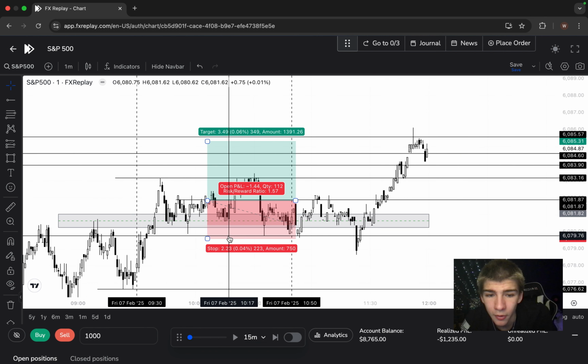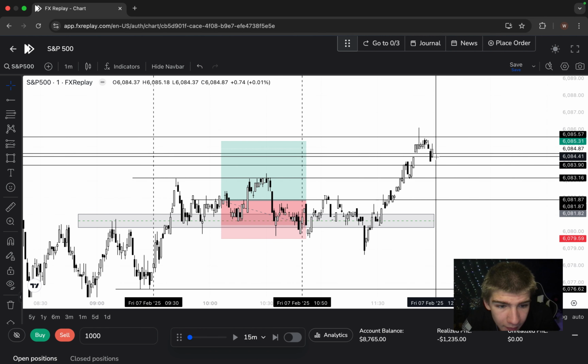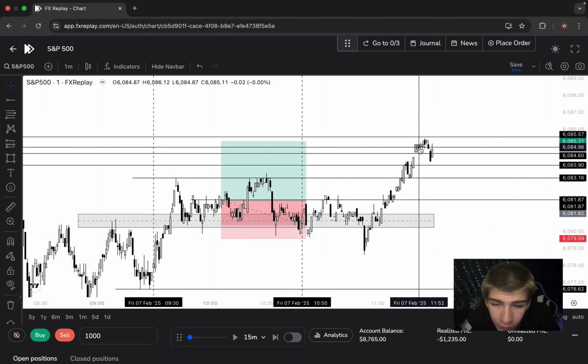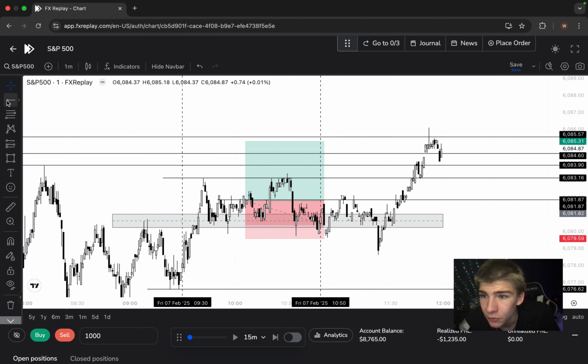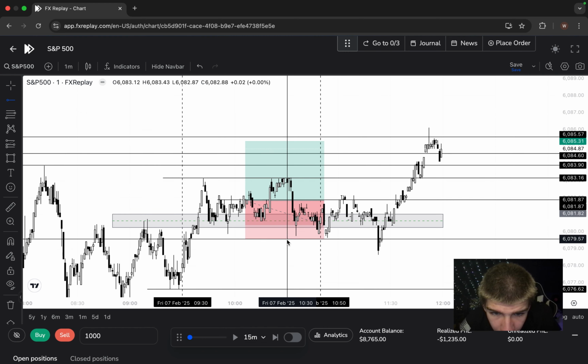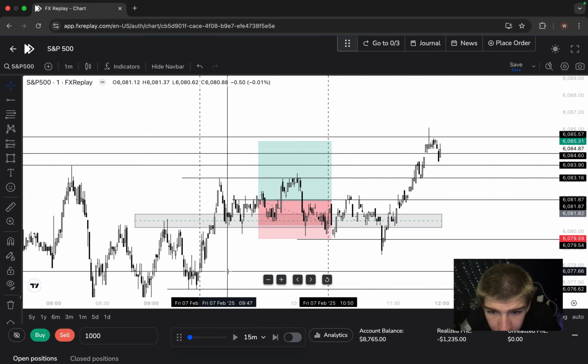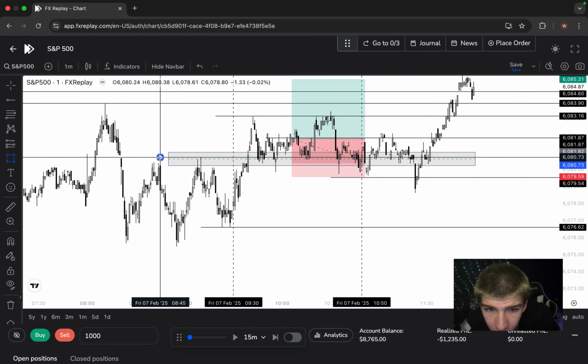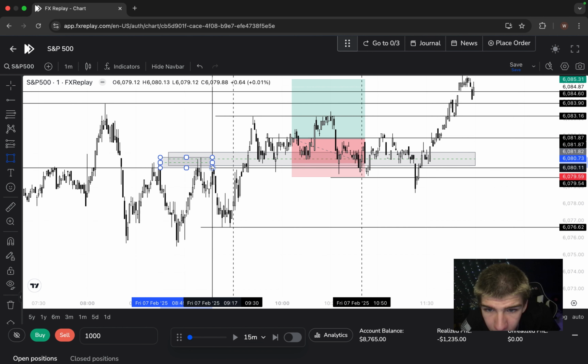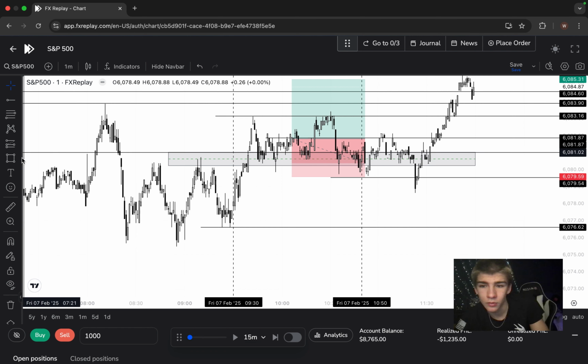Look at that. So what do we see? Around 12, it hit full take profit. What did it do first? Well, it swept out these lows. It tapped back into this order block. Actually, sorry. Tapped back into this order block.